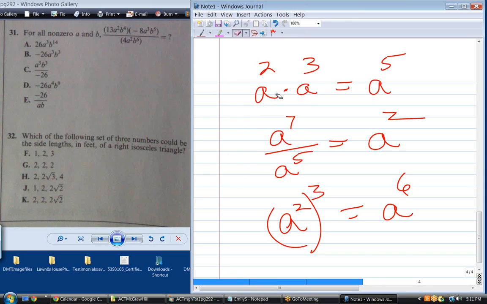Pretty simple. When you're doing multiplication, you add. When you're doing division, you subtract. And when you're doing exponentiation, you multiply.